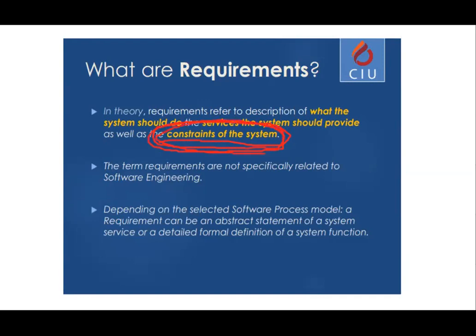This is why most people assume that requirements are what the system should do and it stops there, but it is actually much more than that. It is the services, also the constraints of the system. Depending on the software process model that you select, a requirement can be an abstract statement or it can be a formal documentation. Now, this is where the documentation part kicks in.